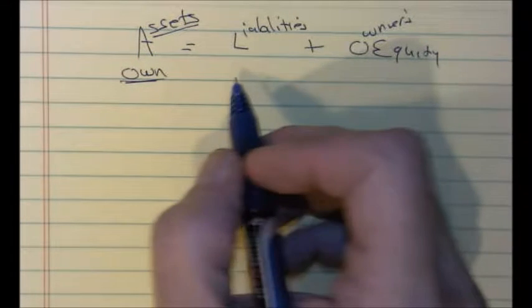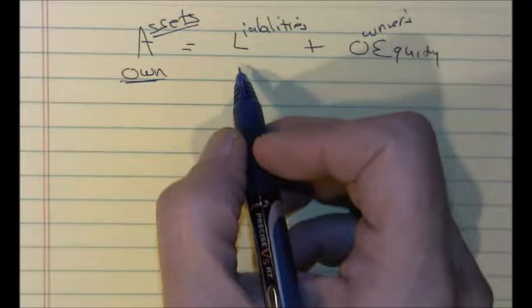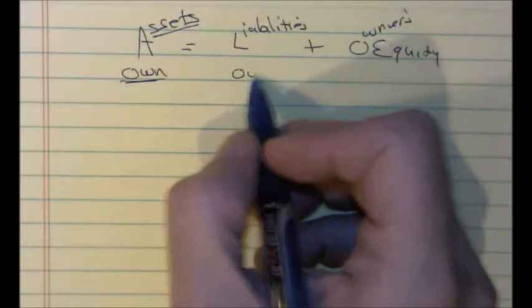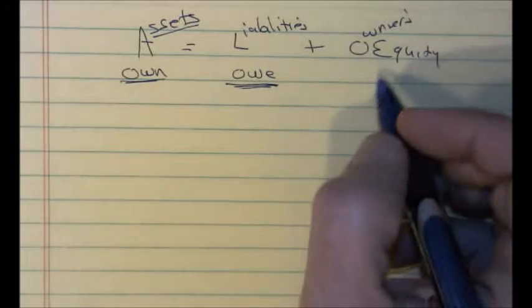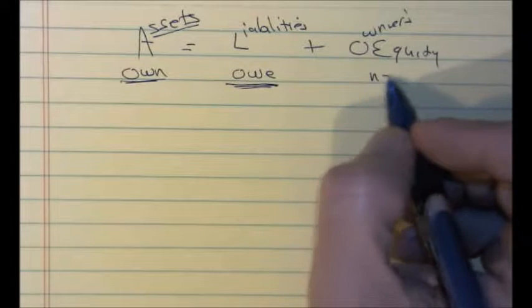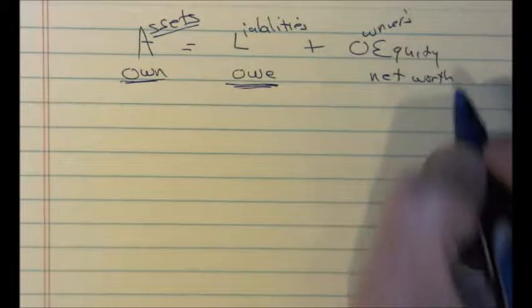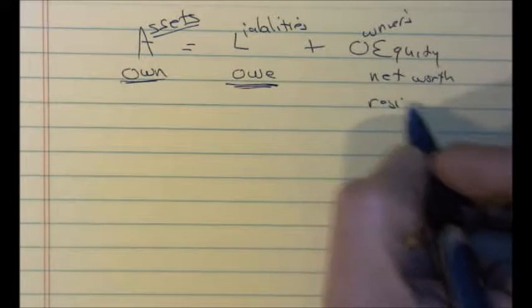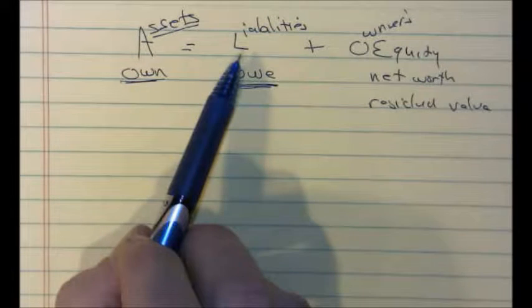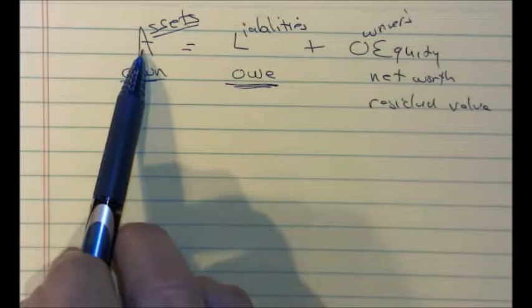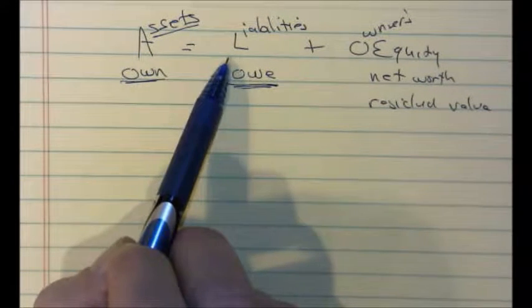Liabilities, we're probably more comfortable with that than we really want to be, right? We know that that's things that we owe to somebody else. When we owe something to somebody else, that's a liability. Owner's equity we can think of in a couple of ways. Net worth is one way people describe it, or residual value, right? That's another term that we could use. If you think about it, if you took everything you owned and you sold it, and you paid everything you owed, what would you have left?